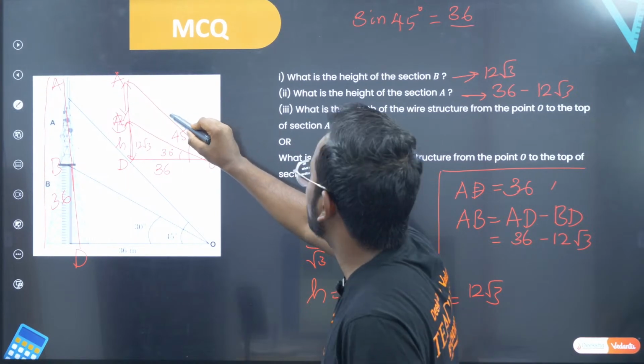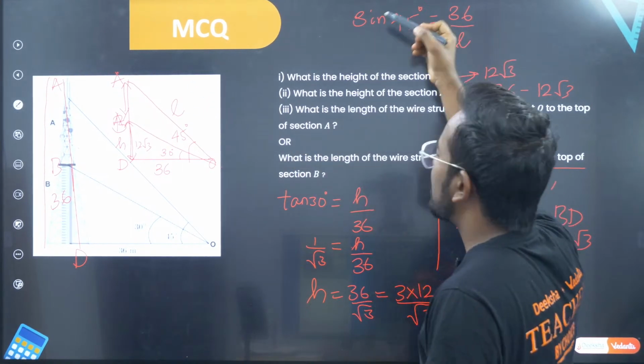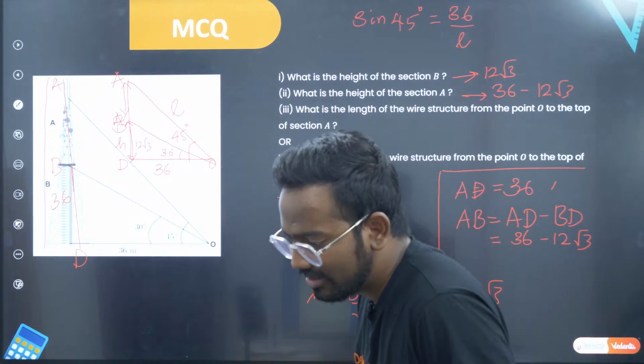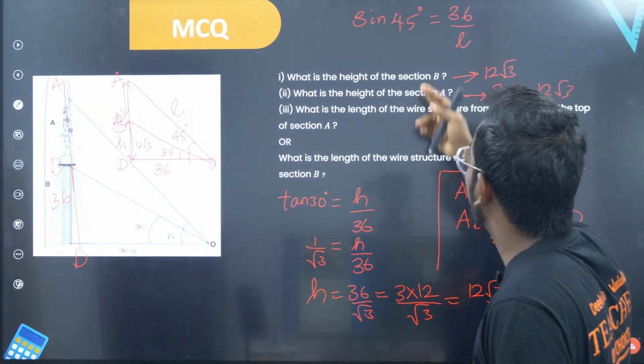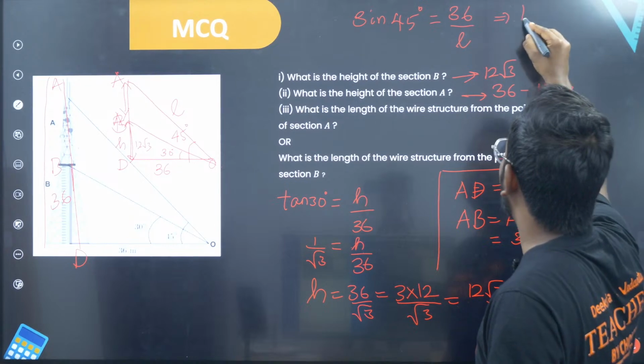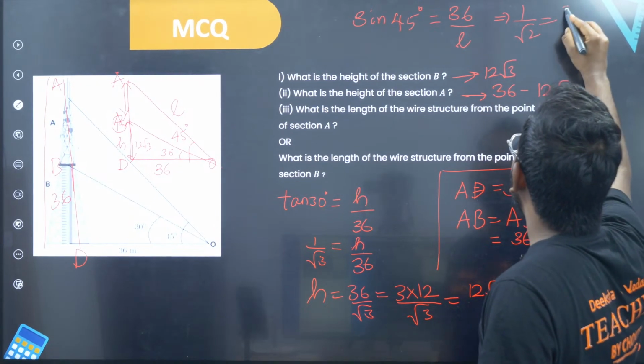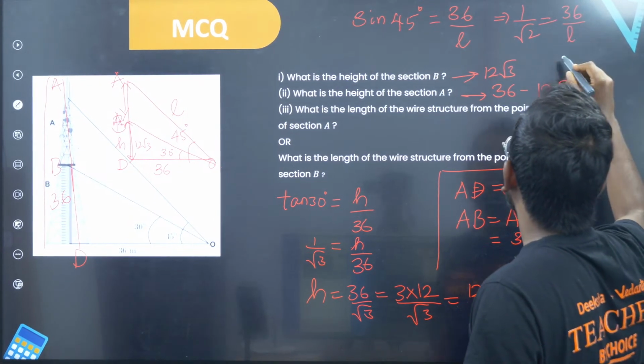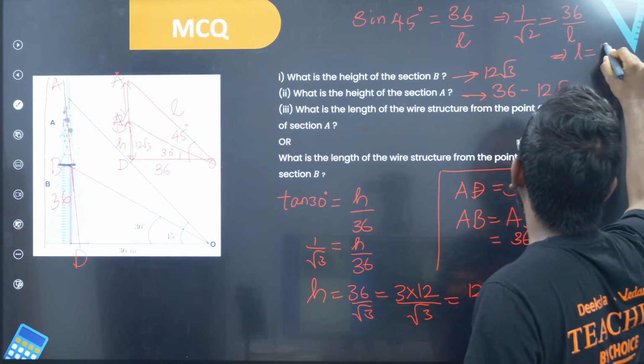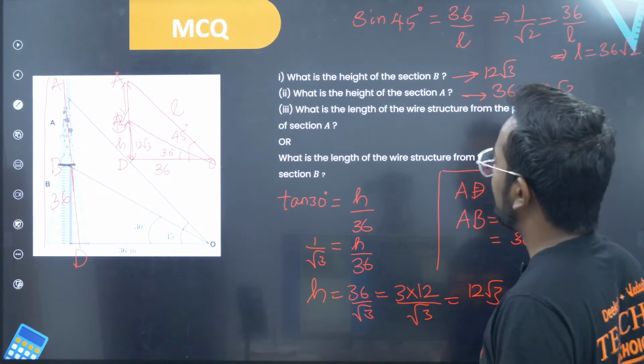This is the length of the wire, so I will take this as L. Sine 45 is basically 1 by root 2, and this is 36 by L. So your L will be equal to 36 root 2.